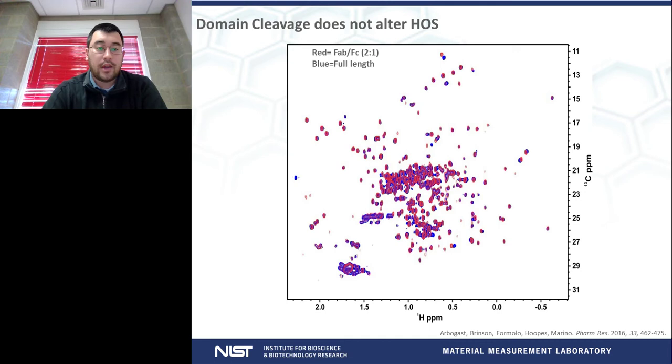that performing a domain cleavage, meaning doing a digest of the intact MAb into its FAB and FC domains, does not actually alter the higher order structure, but we just require more scans of the intact MAb in order to be able to dig down deeper and account for the line broadening.